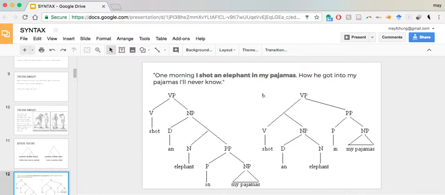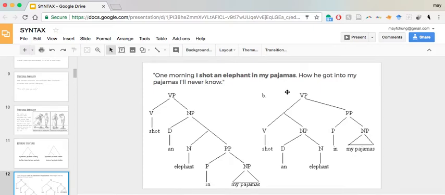And of course, Groucho Marx, famous comedian, said this phrase, "One morning I shot an elephant in my pajamas." How he got in my pajamas, I'll never know. So we can see here that there's two different meanings portrayed by the different deep structures. So here's A. A is all under the verb phrase. Verb is shot. D means determiner, but you could also put article. For A, we have a noun phrase, an elephant, right? And then we have a prepositional phrase, in my pajamas. So there's a prepositional phrase and a noun phrase right here.